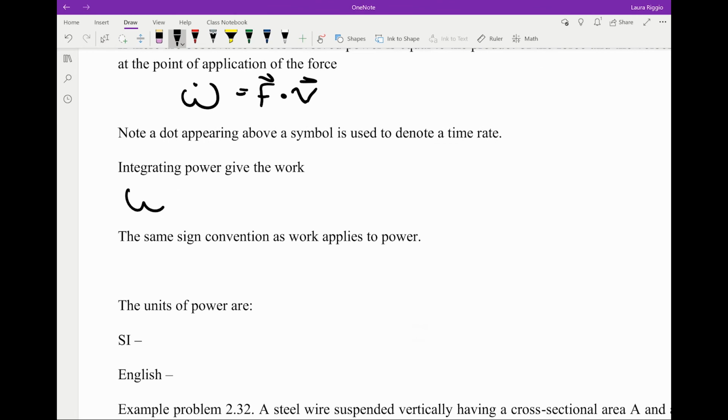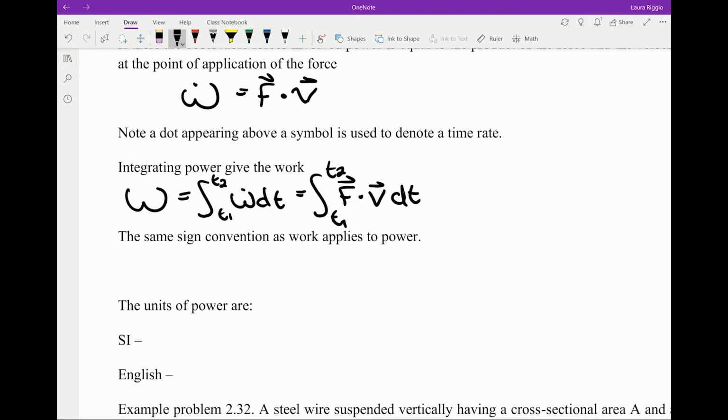Integrating power gives work, so work is equal to the integral from time 1 to time 2 of our power with respect to time, which is the integral of our force dotted with our velocity with respect to time. The same sign convention for work applies for power.